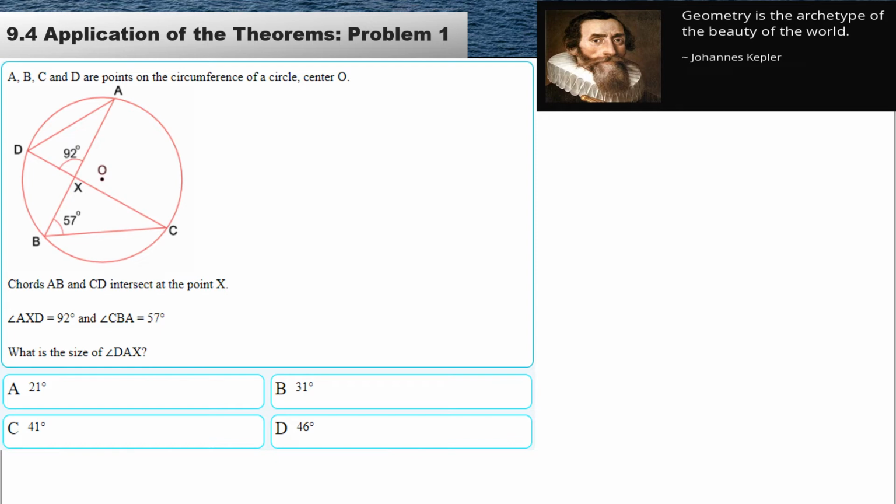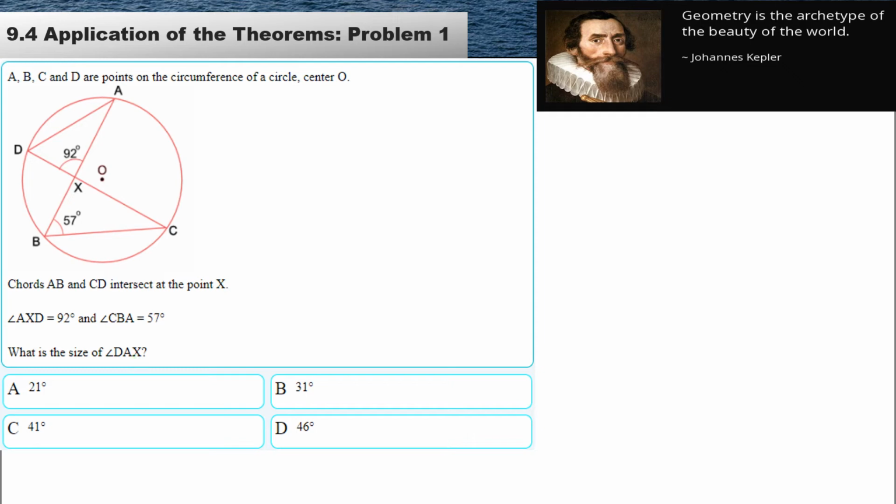Here is problem 1. We are discussing now the applications of the theorem, and the question says, A, B, C, and D are points on the circumference of a circle. The center is O. Chords AB and CD intersect at the point X. So they intersect here. This is the chord AB, and this is the chord CD. More data tells us that angle AXD is 92 degrees, that's this angle here, and angle CBA is 57 degrees, that's this angle here. What is the size of angle DAX?